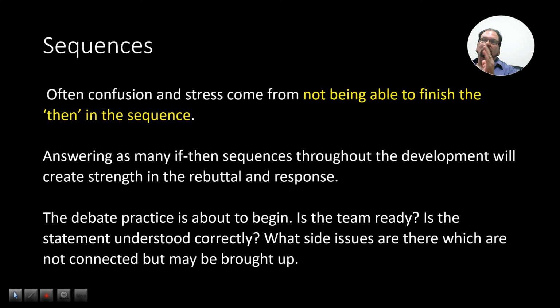Answering as many if-then sequences. So you have a circle and you just make the circle bigger. You go me and I'm team 1, and you go team 2, team member 2, team member 3, team member 4. So it's like if, then, if this, and you go back and forth. Practice it with just a partner, and practice it as a challenge. Split your team in half.